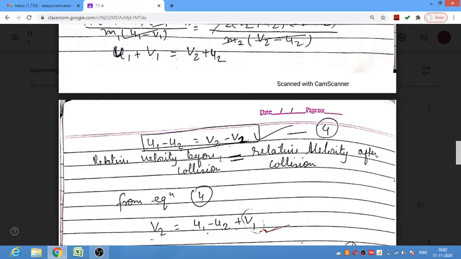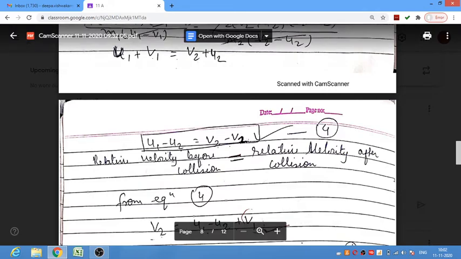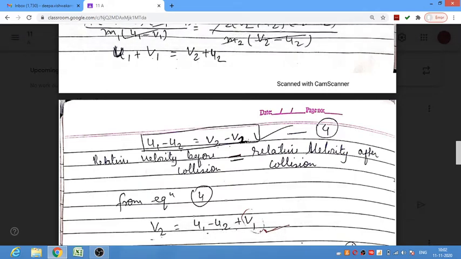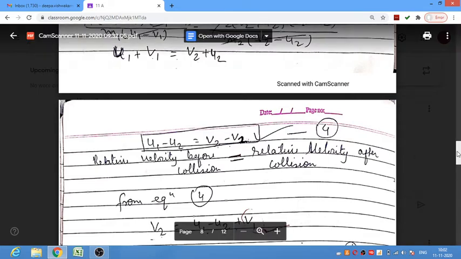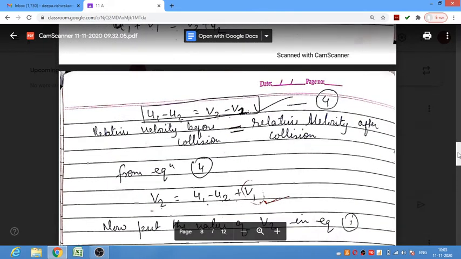So we can say relative velocity before collision is equal to relative velocity after collision, and the ratio of the relative velocity after collision and before collision is called the coefficient of restitution. I have not written it here, and I think it is not in the syllabus now, but if it comes, you can keep it in your mind. Coefficient of restitution is equal to the ratio of the velocity after collision and before collision.